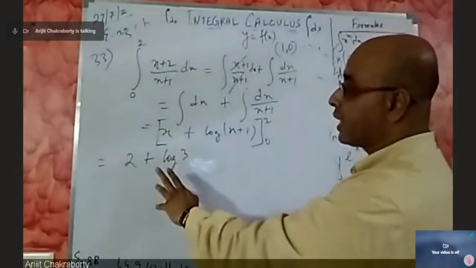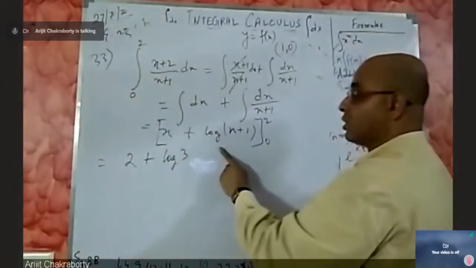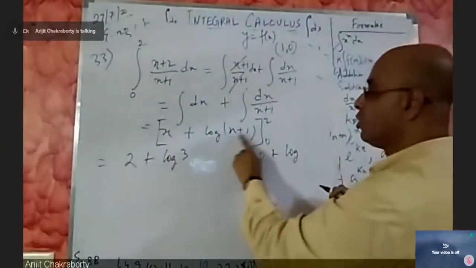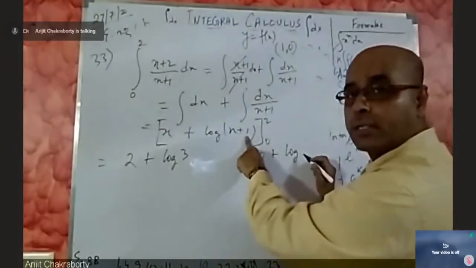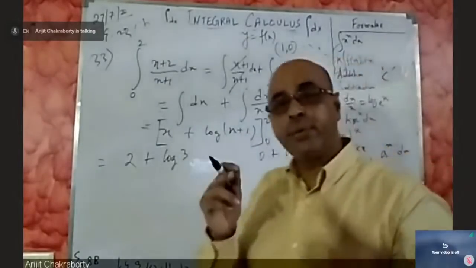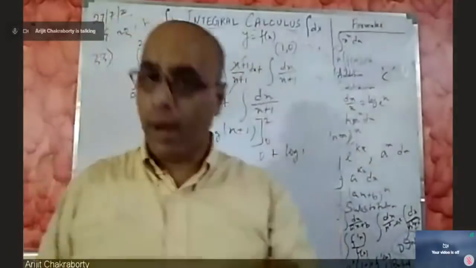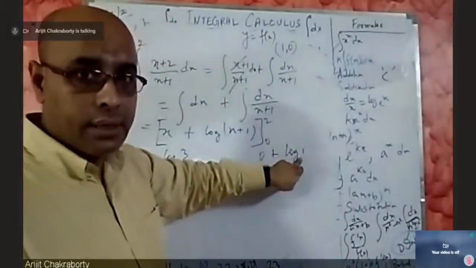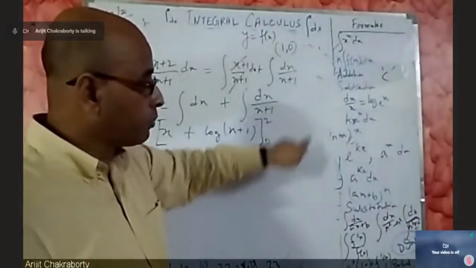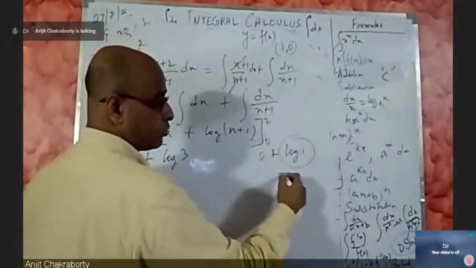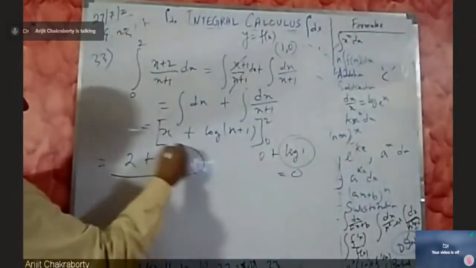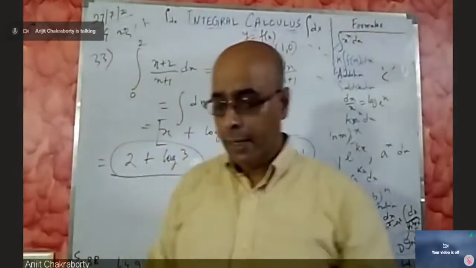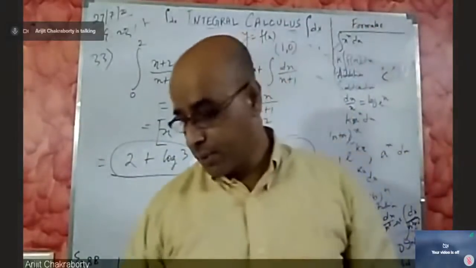And now I will put x equal to 0 because the lower limit is 0. So if I put 0, I will get 0 here plus log 0 plus 1. That is 0 plus 1, which is 1. Now we know anything to the power 0 gives you 1. So if you have a base 10 here and I am getting 1, that means 10 to the power 0 is 1. So this expression also becomes 0. So I am finally getting 2 plus log 3, which is the answer, because the rest of the expression becomes 0. Okay? So in this way we have solved question number 33.